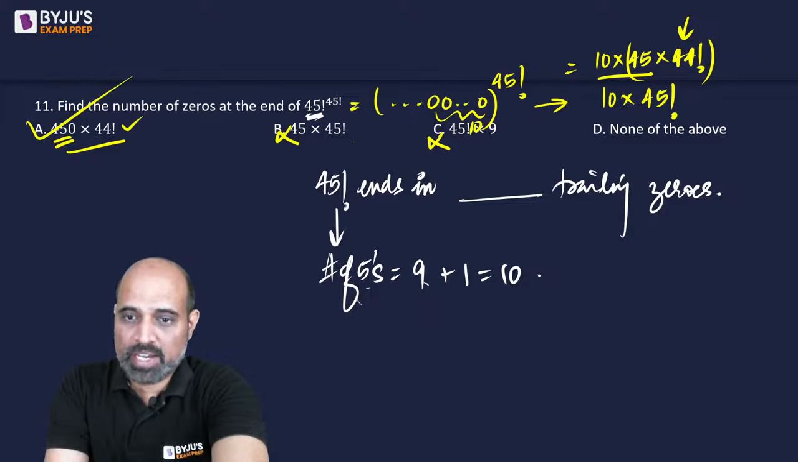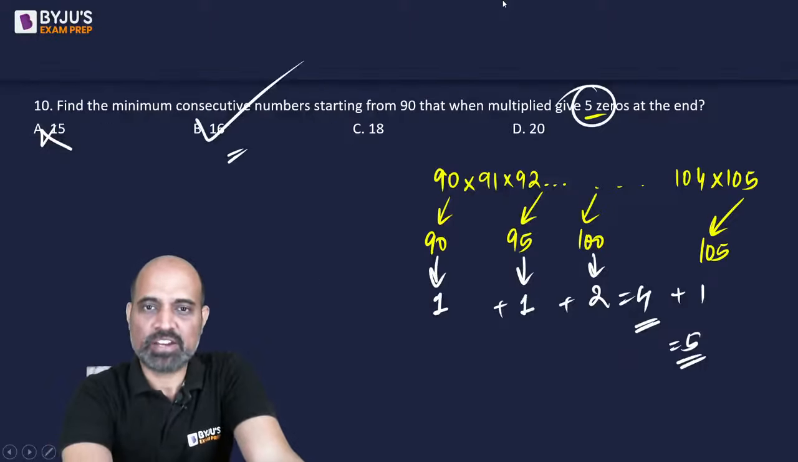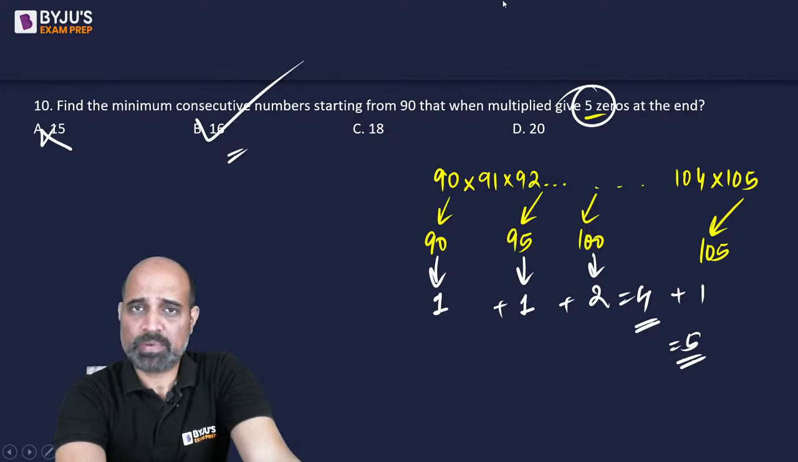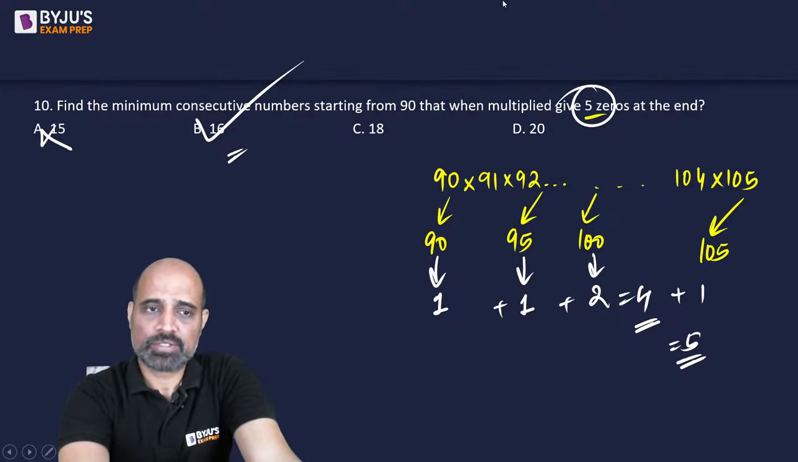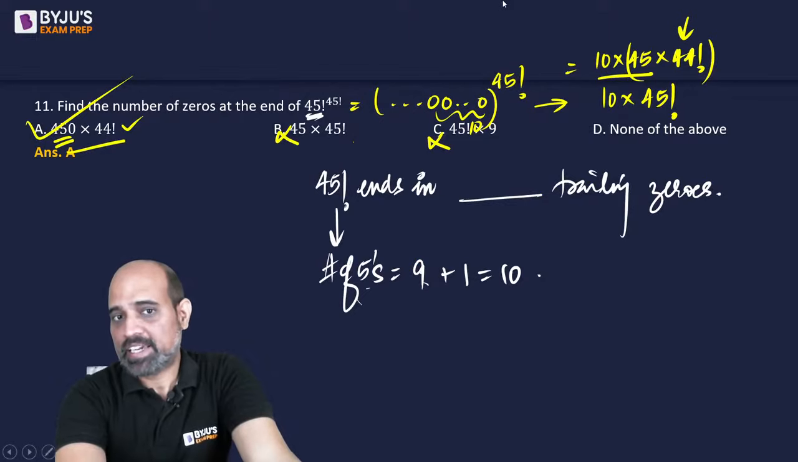900 and 1800 will have two trailing zeros. We don't have 900 there, we have 90, isn't it? And of course 900 and 1800, each of them have two trailing zeros. Okay, so the answer is A.